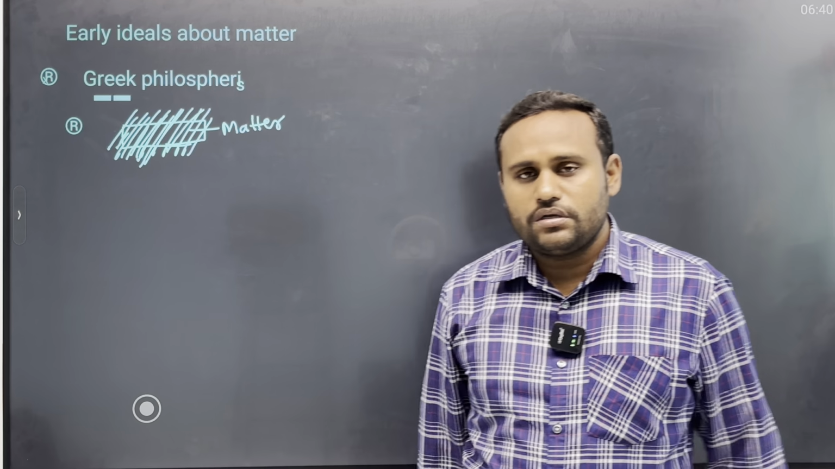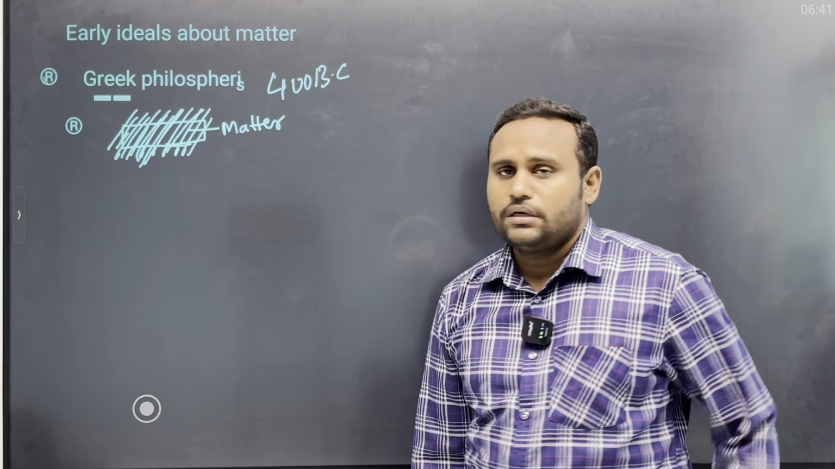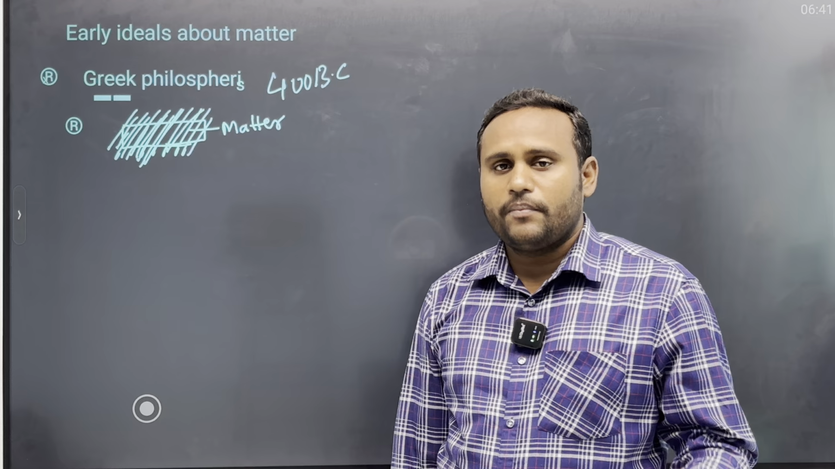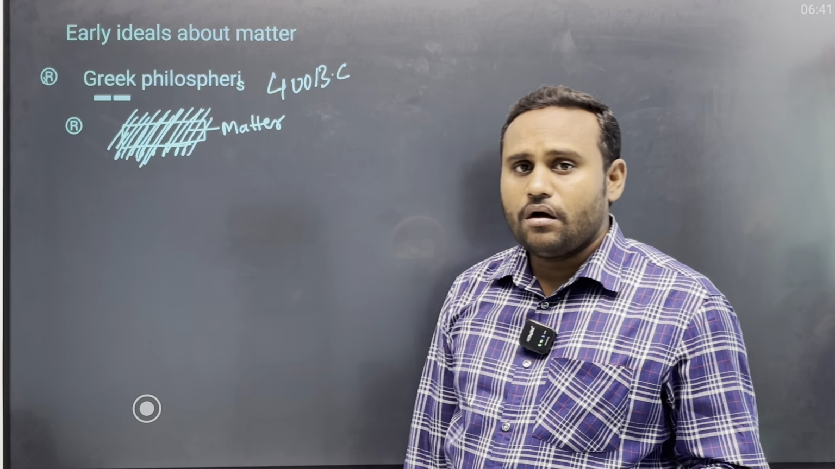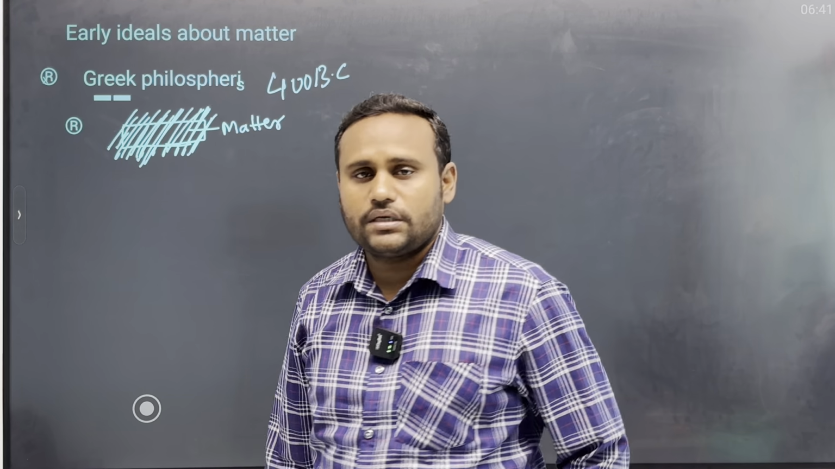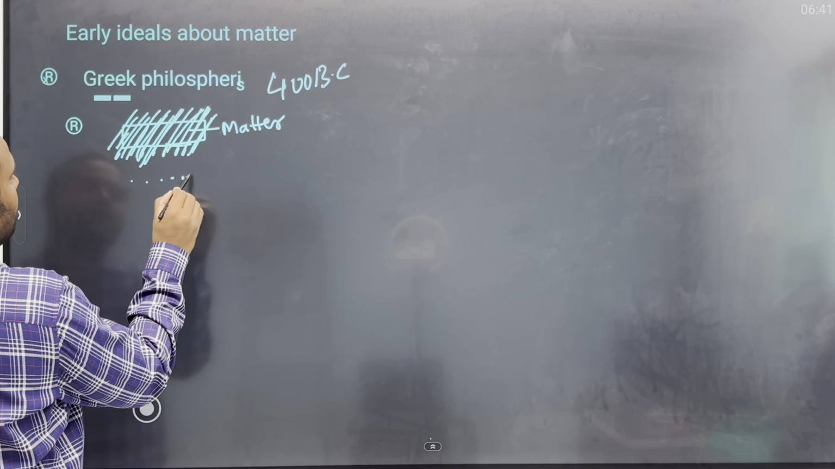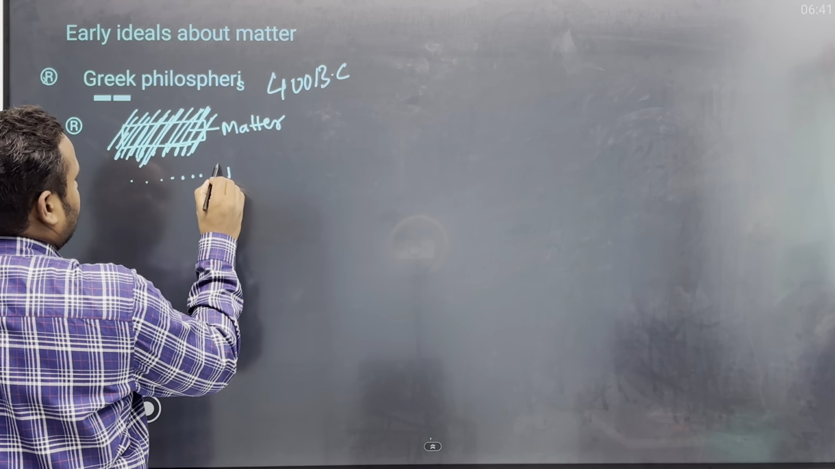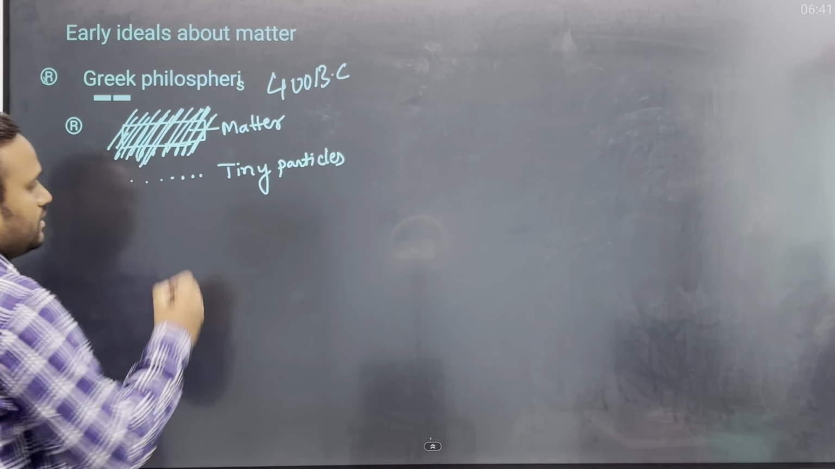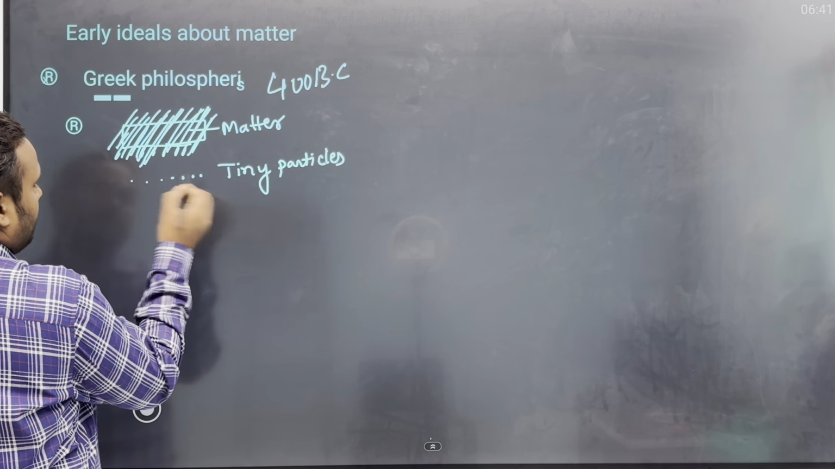Why did they use only sharp knives? In that age, nearly 400 BC, there was not much development in science and technology. Sharp knives were made using rocks and also horns of animals. By using them they divided the matter continuously. When they divided it, they got very tiny particles. These tiny particles are not further dividable. We cannot divide them further.